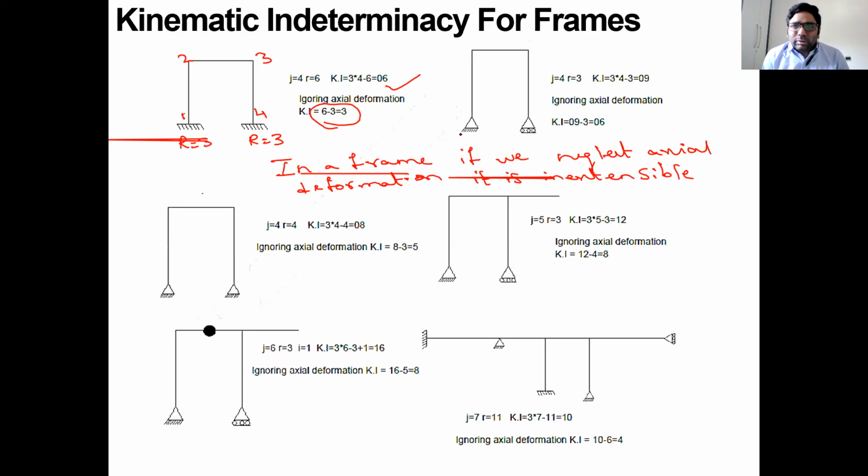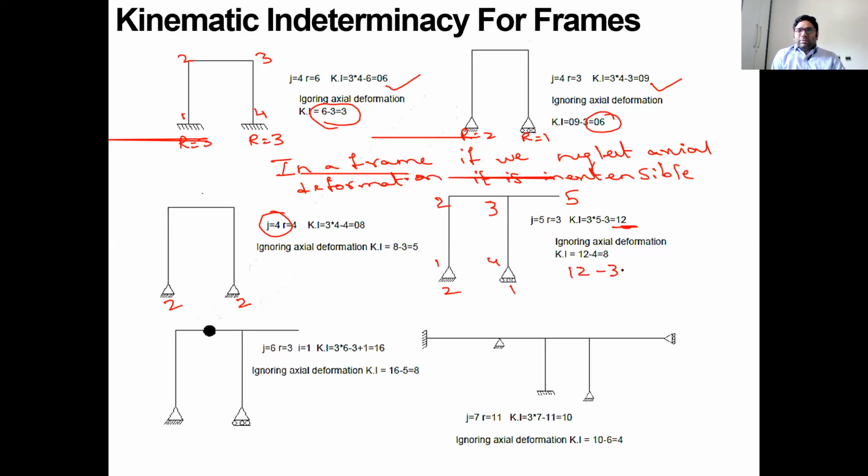And now here 4 joints. So r is equal to 2, r is equal to 1. So total 3 reactions, 4 joints. So total 9. Neglecting axial deformation, you will get 6. So like that, here we have 2 reactions, and joints are 4. So here also how many joints? 1, 2, 3, 4, 5 joints, and reactions are 3, so 12. So 12 minus 3 for the frame, and here also one more horizontal is removed, so total 8.